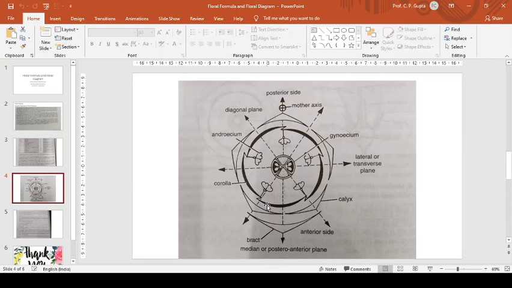While we describe a flower, I hope you all understand this, and this will help you a lot while you are going to describe a flower.